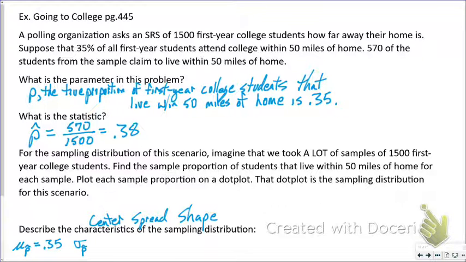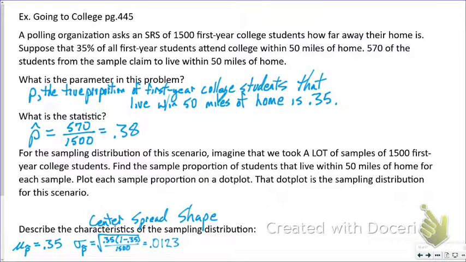The standard deviation, we need a calculator for this. We're going to go 0.35. Some people get mixed up and they wonder, should I plug in p hat or p? And if you know the true proportion, you need to plug in the true proportion. Divided by n, which was 1,500, and we end up with 0.0123. That's kind of convenient. So there's my center, there's my spread.